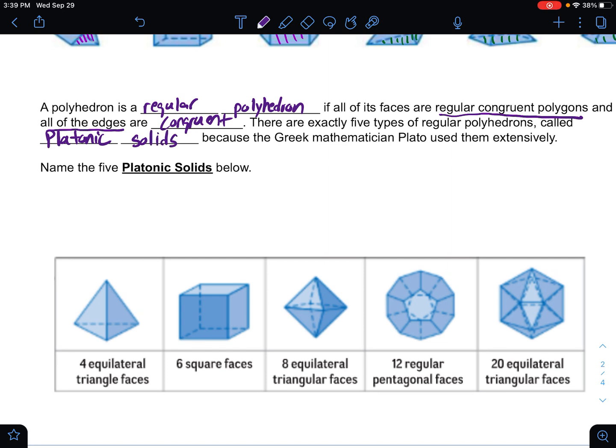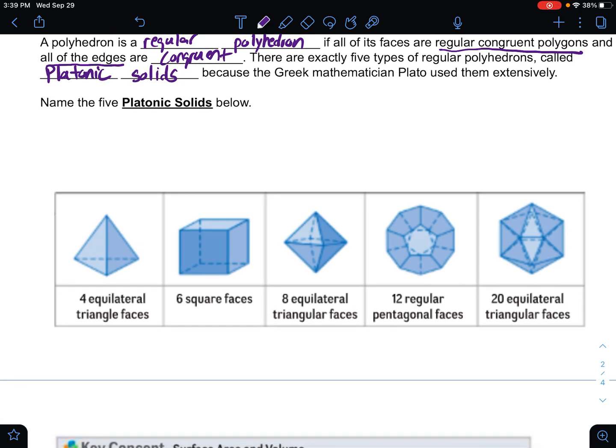solids, because the Greek mathematician Plato used them extensively. So you might be a little bit familiar with these. They pop up every now and then, and we use some of them in some of our games. But again, all of the faces are regular polygons that have equal lengths.